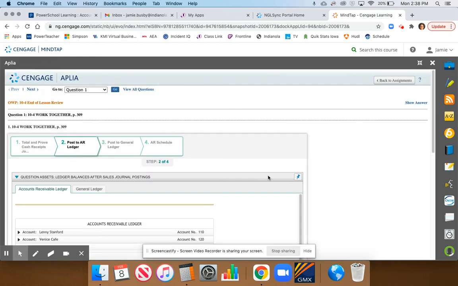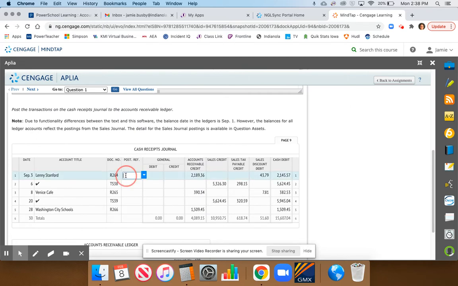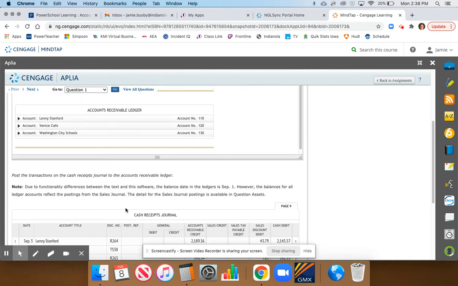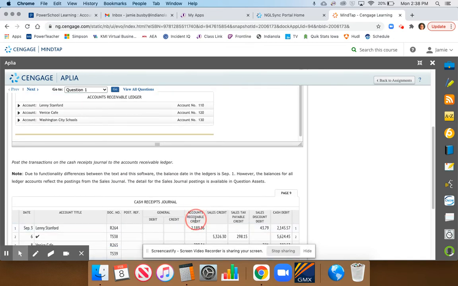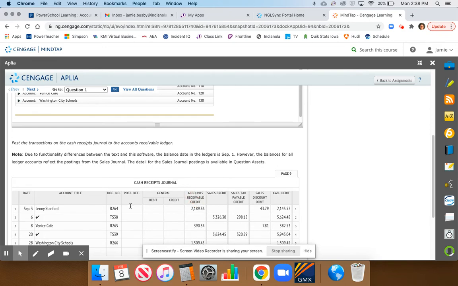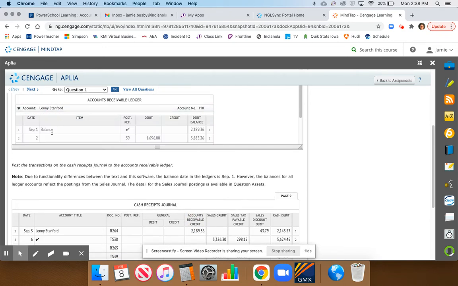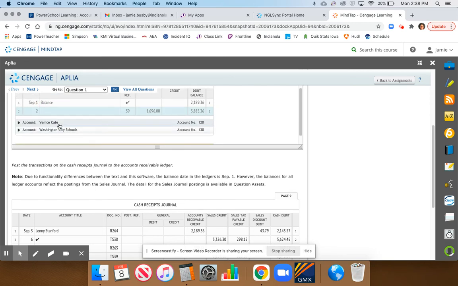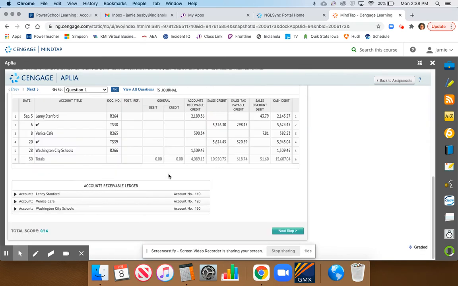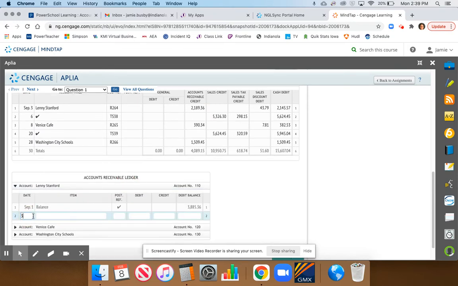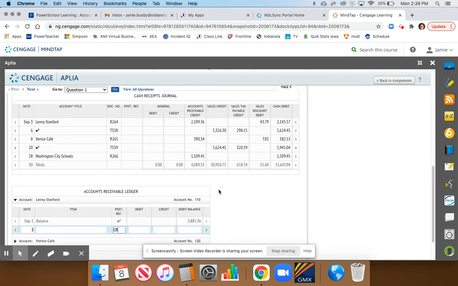The next step, we need to post to the accounts receivable ledger. So we need to post anywhere we have a company name. We need to post those specifically to that company. So Lenny Stanford, we post the numbers in the accounts receivable, $2,189.36. So down here on September 3rd, this is coming from CR page 9. Credit, $2,189.36. We're decreasing the amount that they owe us because they paid us.